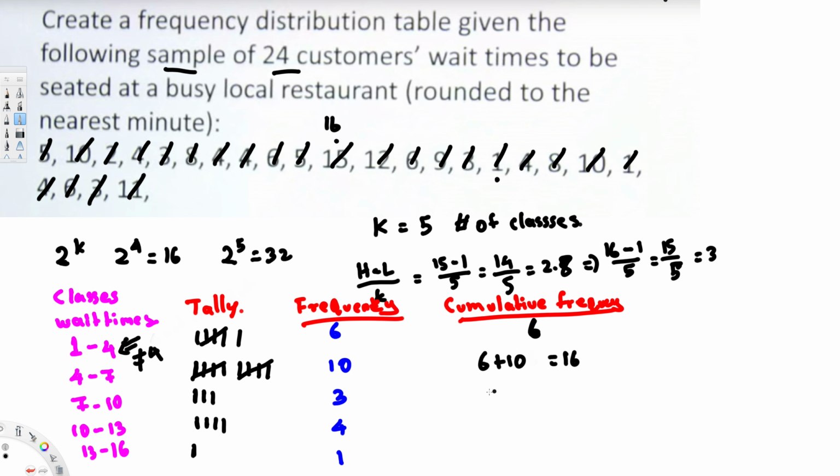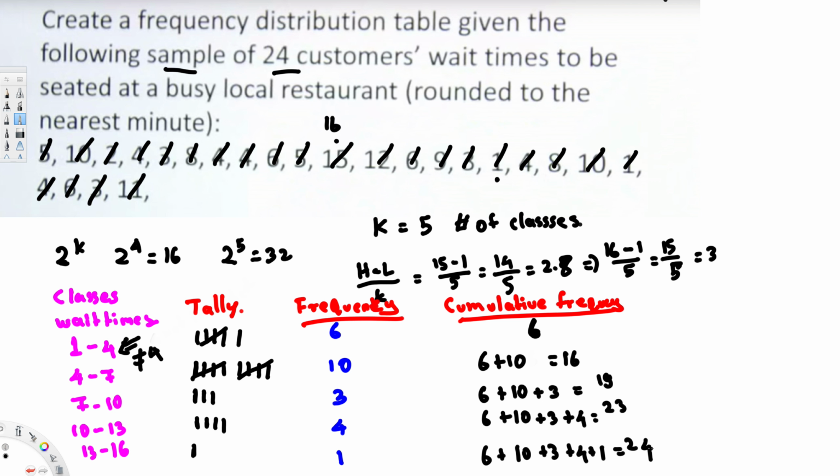Now this 3, so this is going to be 6 plus 10 plus 3, that's going to be 19. And then 6 plus 10 plus 3 plus 4, and that's going to give us 23. And then 6 plus 10 plus 3 plus 4 plus 1, and that's going to equal 24. Now this is the cumulative frequency table. The next table we can create is the relative frequency table.